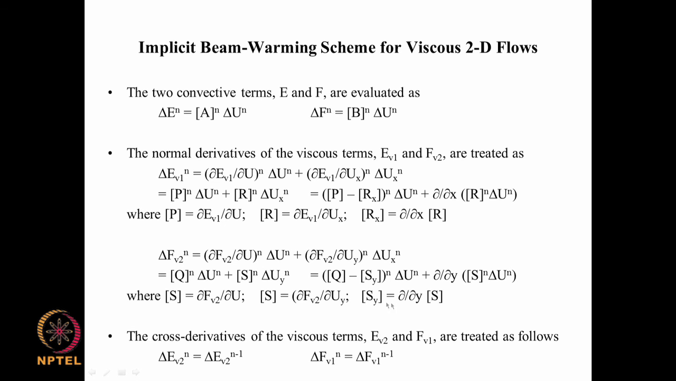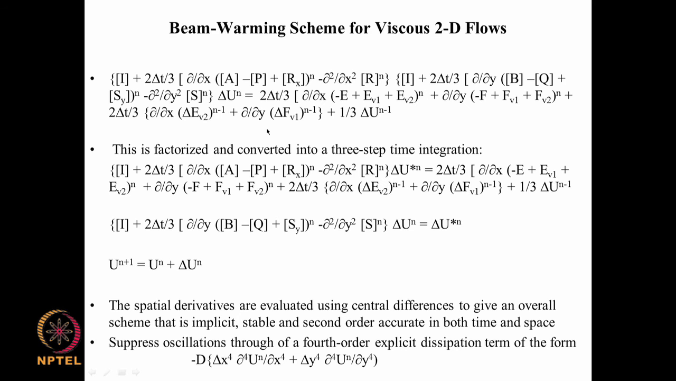As we mentioned, S y is dou by dou y of S here, and these are for the terms EV1 and FV2, but we also have EV2 and FV1. Those will give us cross derivatives, and those cross derivatives are evaluated based on lagged coefficients like this. Once you substitute all these things, we get a jumbo expression, which is the Beam-Warming scheme for viscous 2D flows.